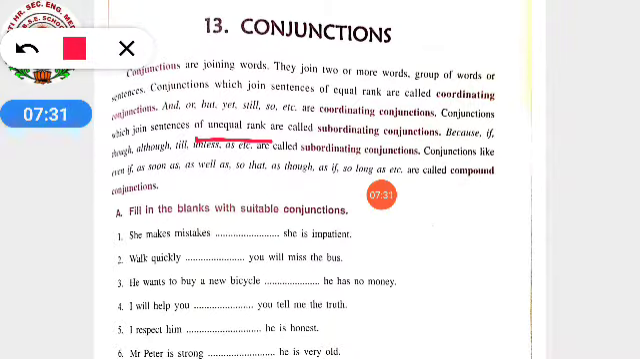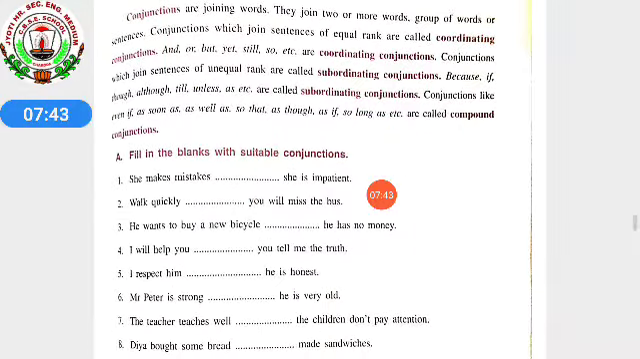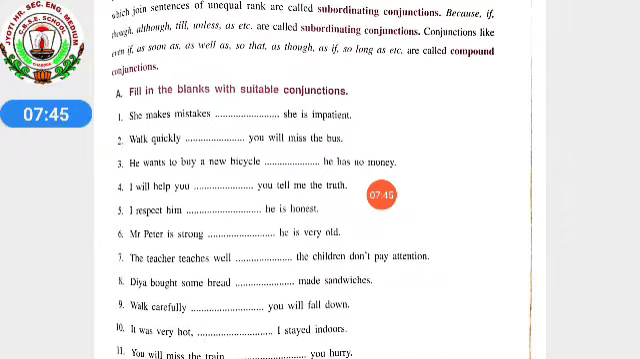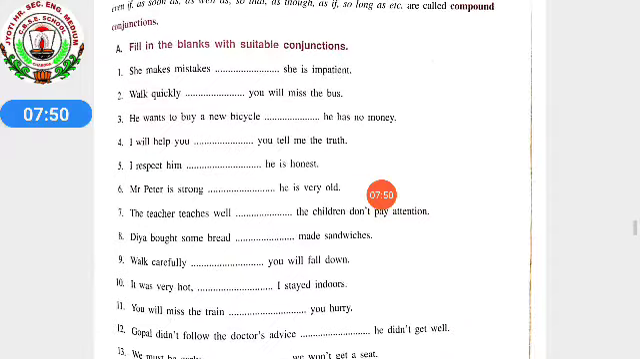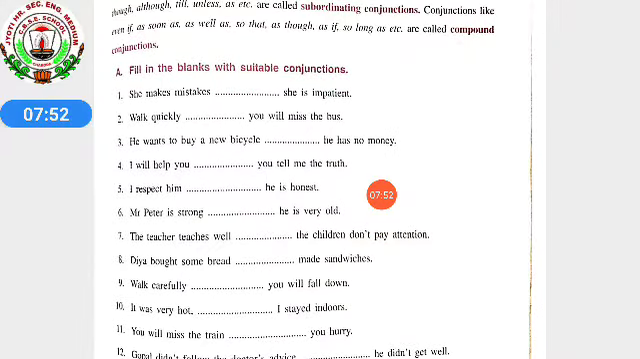Conjunctions like even if, as soon as, as well as, so that, as though, as if, so long as are called compound conjunctions. Okay, so we'll see fill in the blanks first. Fill in the blanks with suitable conjunctions. How many are there in total? 14 are there. So we'll start from the first one.